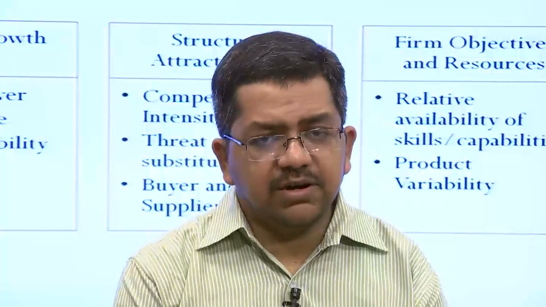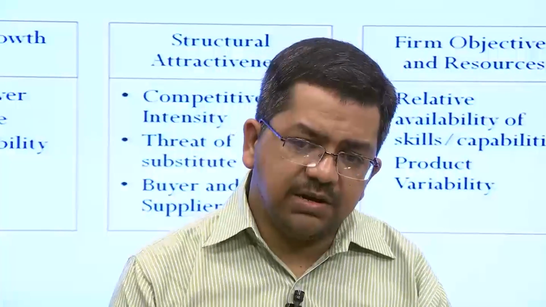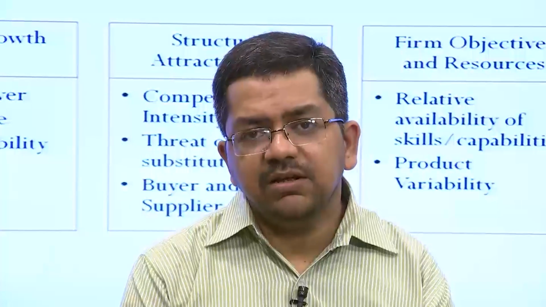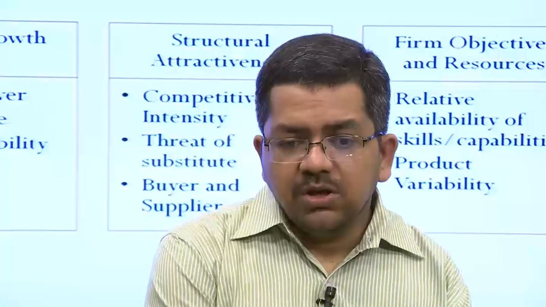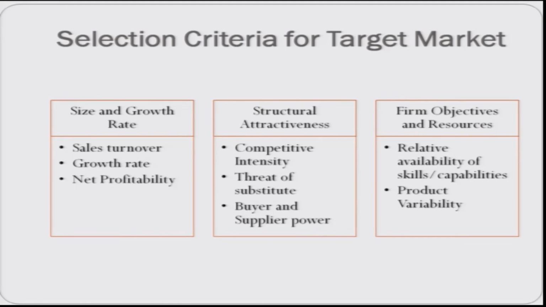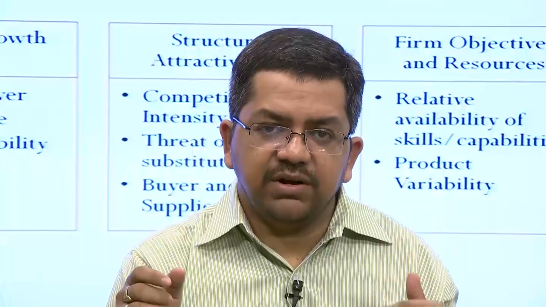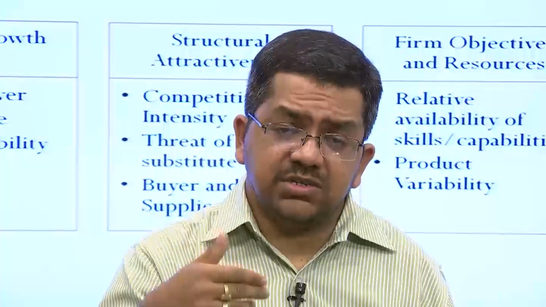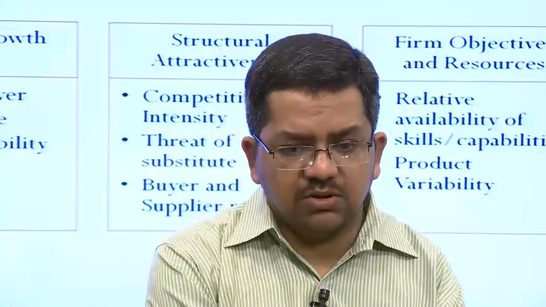Then the relative availability of skills and capability, and product variability, are some of the important things that can also come into the picture when you are evaluating the market segments. Once you have looked into the different criteria and the options, you can visualize a matrix structure, where you have different options and different criteria, and you evaluate those options based on these criteria. Based on that you can make a choice of which segment or set of segments you want to target as an organization.